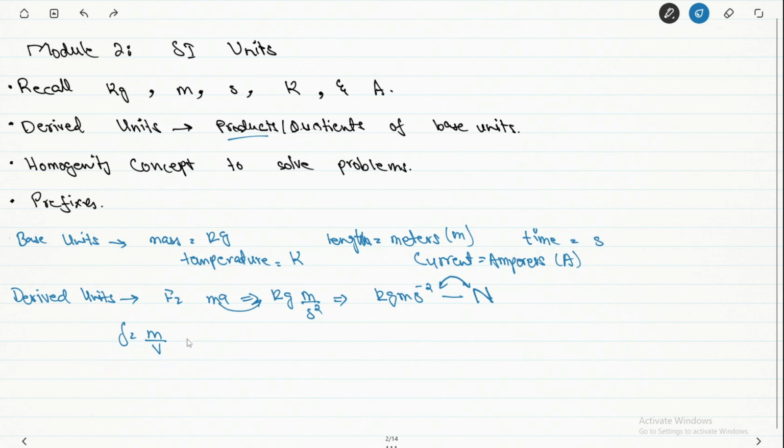So let's see one more example and then we'll move on. Now this is density, which is mass over volume. The unit of mass is kg again, and the unit of volume is meter cube. Now the base unit of density is kg per meter cube. These two examples I think will suffice on what derived units are. So let's move on.